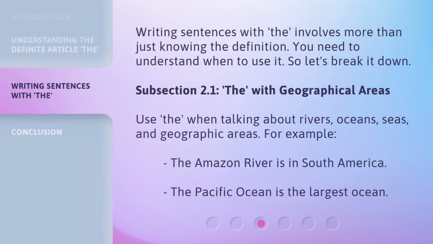Writing sentences with "the" involves more than just knowing the definition. You need to understand when to use it. So let's break it down.